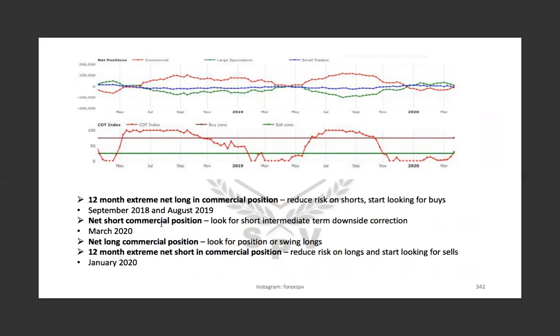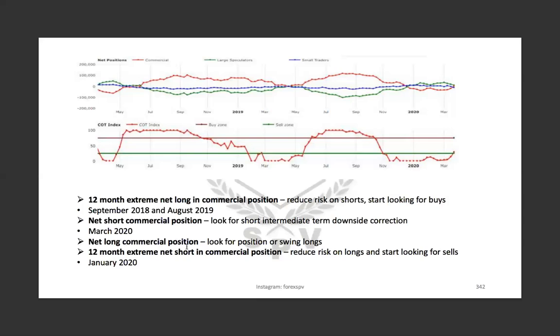And we have the net short commercial position. This is around March 2020. So here we have it. The commercials were net short. So look for a short intermediate downside correction, like these people are going to buy, so the market will come to sell.